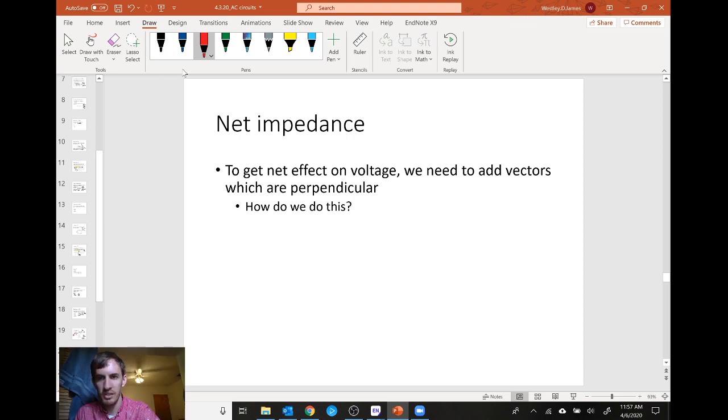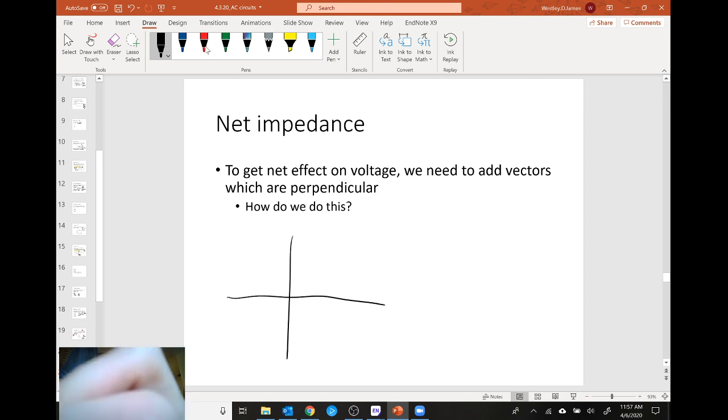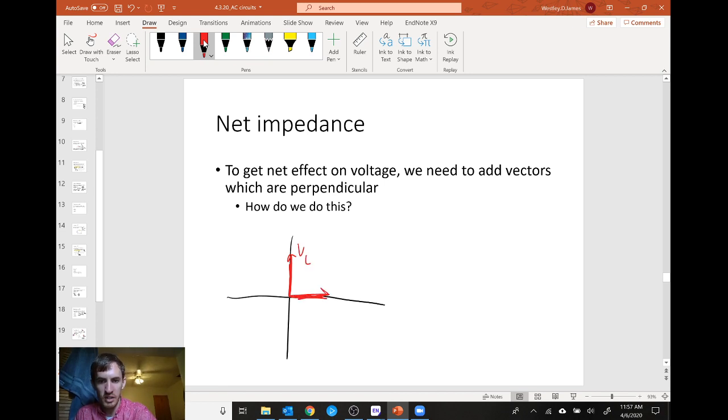So how do we do this? Let's draw that phasor diagram, and we're going to draw the easier version. We're going to have the voltage of the inductor straight up. We're going to have the voltage of the resistor to the right, and we're going to have the voltage of the capacitor down.